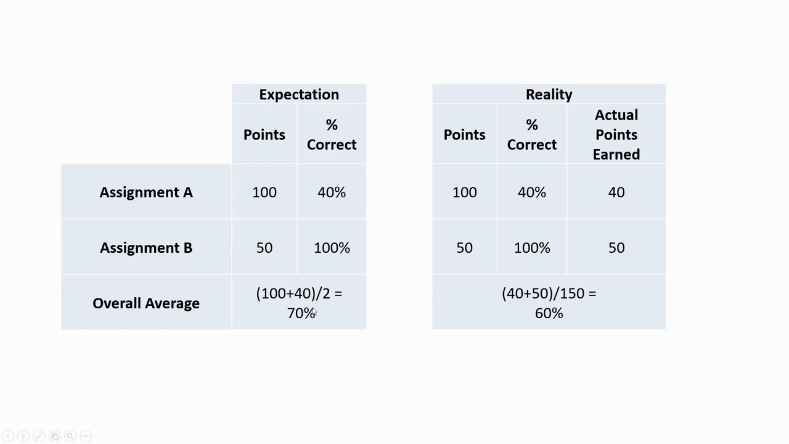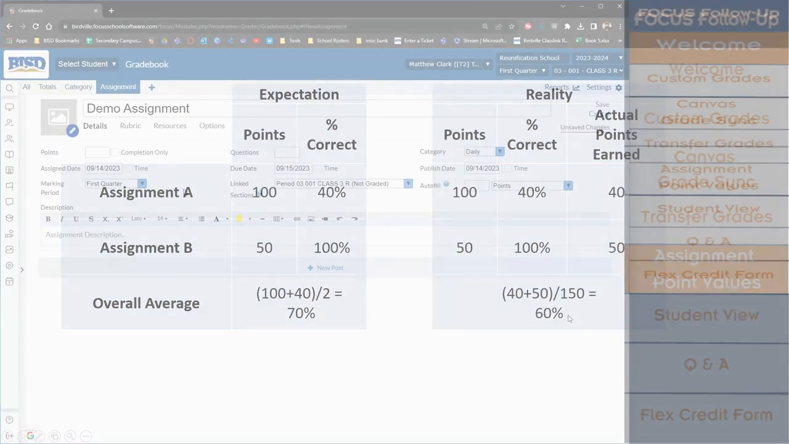However, the student has actually earned 40% of 100 points and 100% of 50 points. So the average is actually calculated as 40 plus 50 divided by 150 points, or 60%. So the student's average would go from passing to failing.